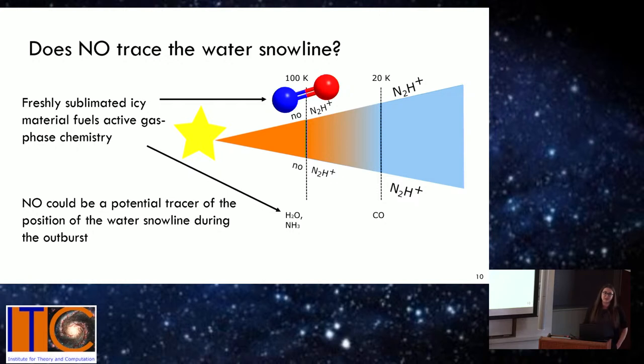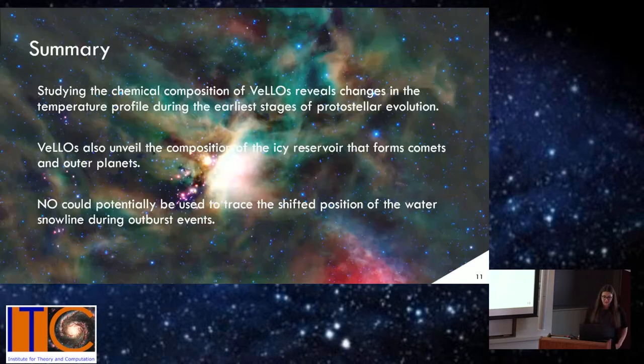So the next step, of course, would be to go back to ALMA and ask for a better spatial resolution to actually confirm it, because we know that it is there, but we can't exactly pinpoint its location in the data. And this already brings me to my summary.